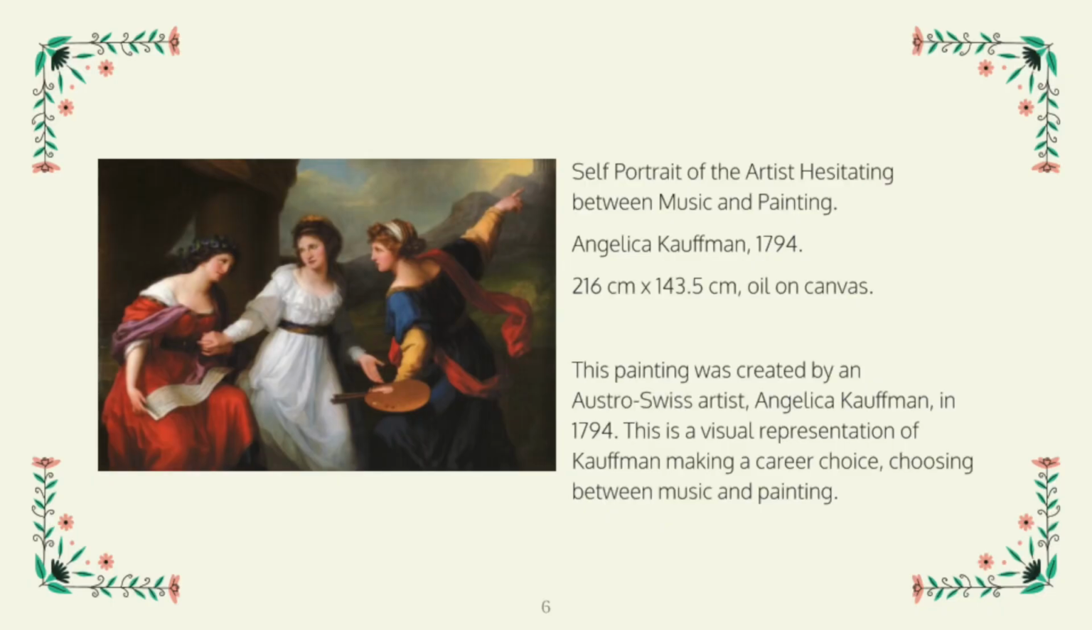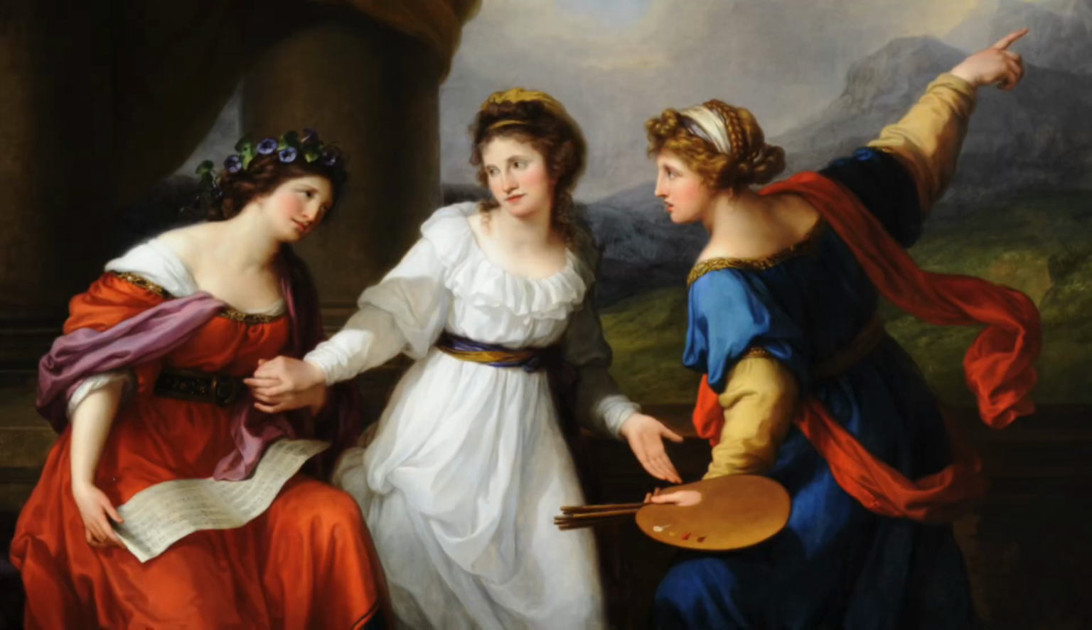You can see how the musician Angelica begs white dress Angelica to be reasonable and choose something that she is fond of but is safe. Notice that she is sitting, complacent. In contrast, painter Angelica practically screams for her to take the road less traveled by. She is standing in an action pose, pointing confidently to the mountains in the distance, demonstrating the difficult journey that she would have as a woman artist.